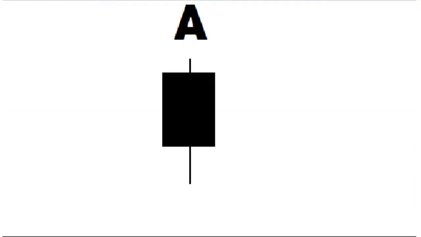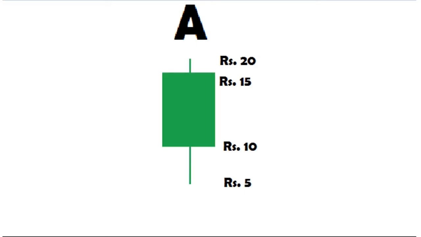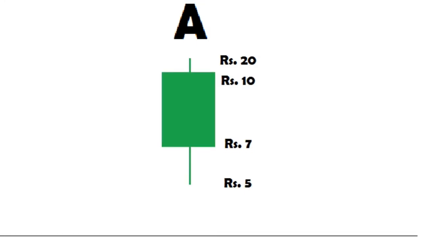So let us take an example. If the stock of a company A opens at rupees 10 and attains the highest price of rupees 20 and the lowest price of rupees 5, and if it closes at rupees 15, then an increasing candlestick is formed, and if it closes at rupees 7, then a decreasing candlestick is formed.